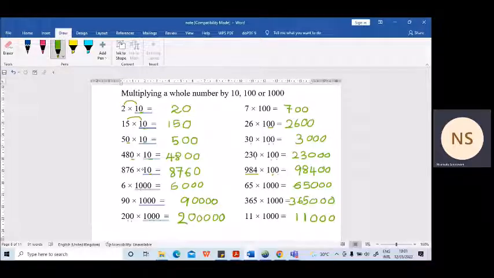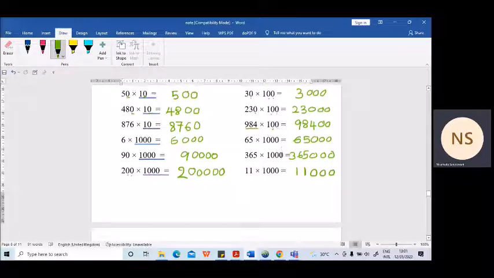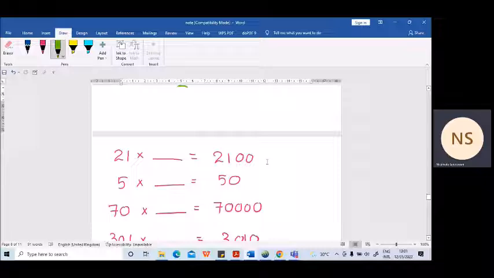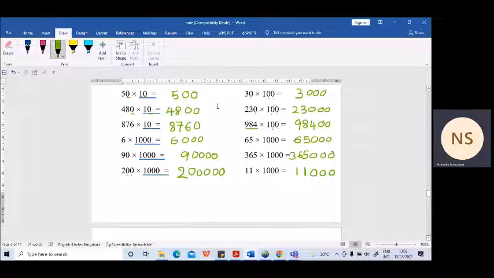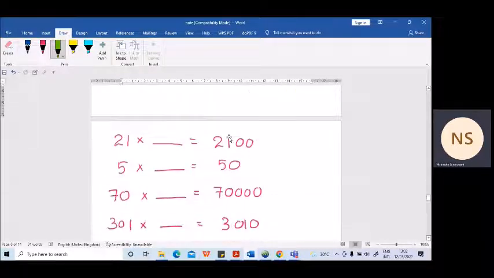So you should copy these examples firstly, right? After that you can go to the exercise. But before going to the exercise, I have added some more examples here. Now you are given the answer here. Look, earlier we found the answer, what we got by multiplication here. Now the answer is given. We will see how this answer came here. 21 is multiplied by a number here. So we have got the answer as 2100.